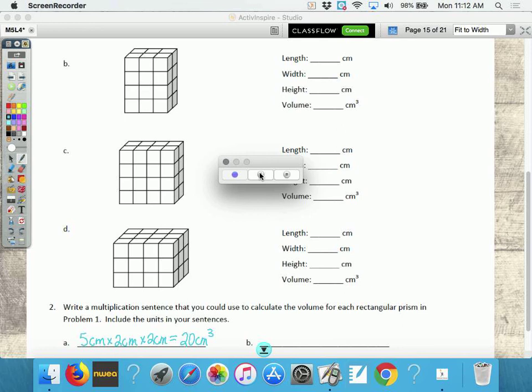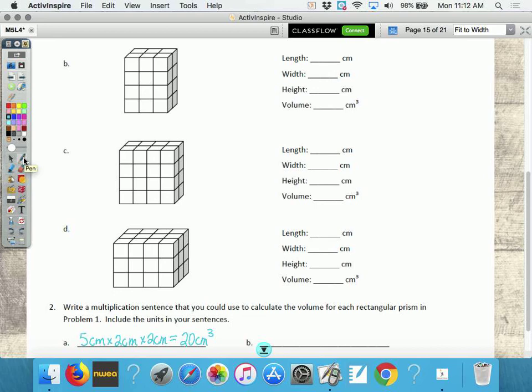So figure B, Miguel, what do I need to write here? The length is? 3. Okay. Width? 4. And the height? 2. Okay. So what happens if you mix around the width and the height? Are you going to get the wrong answer for volume? No. But this is how it works if you can't remember. Does that help if I put those letters there?